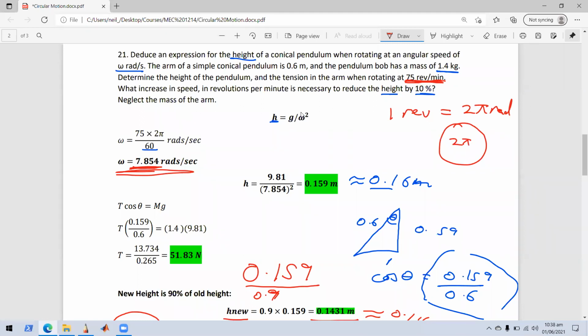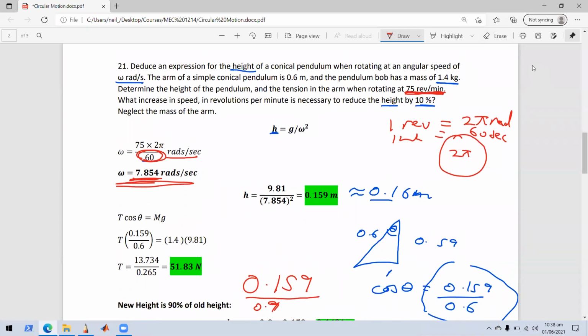So in order to convert 75 revs per minute into radians, you need to multiply by 2 pi. Now, converting that into rads per second, 1 minute is equal to 60 seconds, right? So we need to divide by 60 as well. Divide by 60. Plug this into a calculator, you should get 7.854. Okay, 7.854 radians per second.